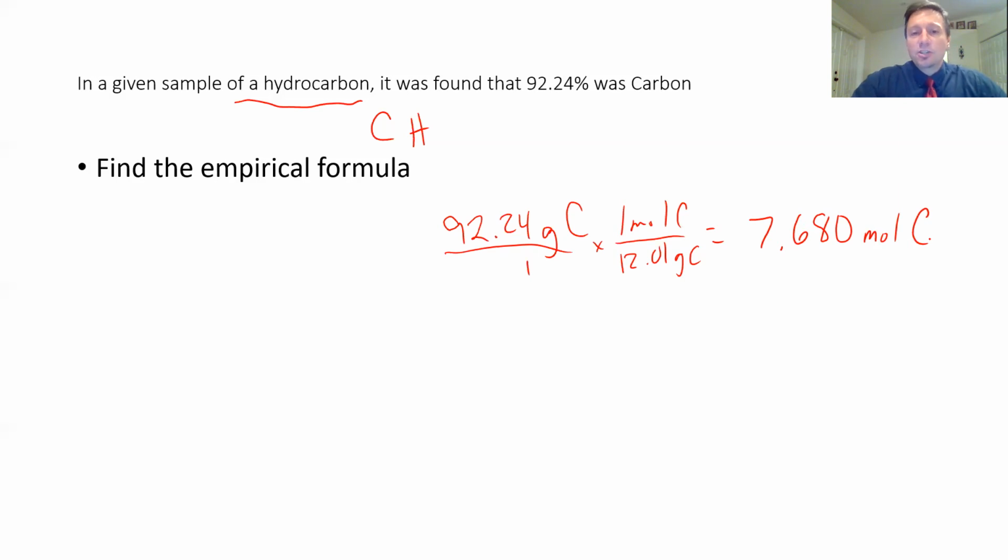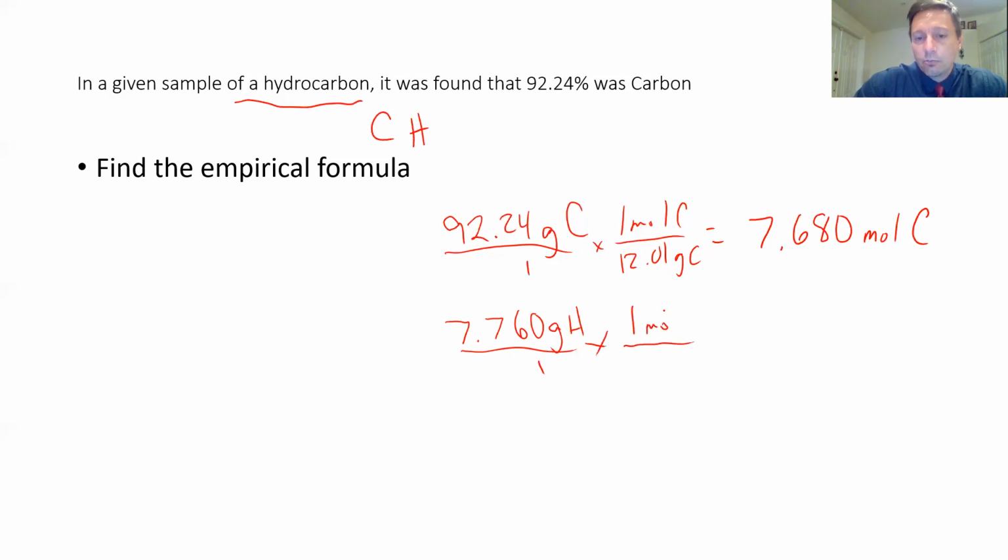So now I can simply right away, it's 100 grams. I can just minus that off. I got 100 grams minus my 92.24, and that's going to give me 7.760 grams of hydrogen. I'm going to go right to moles immediately.